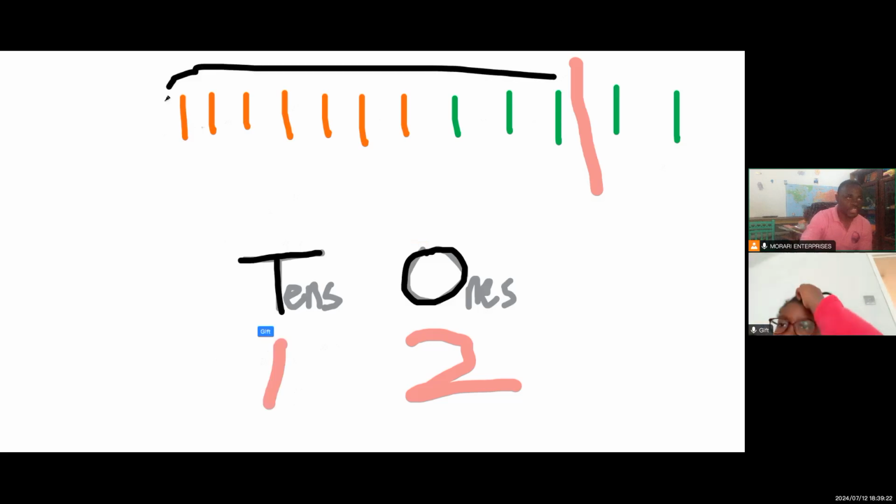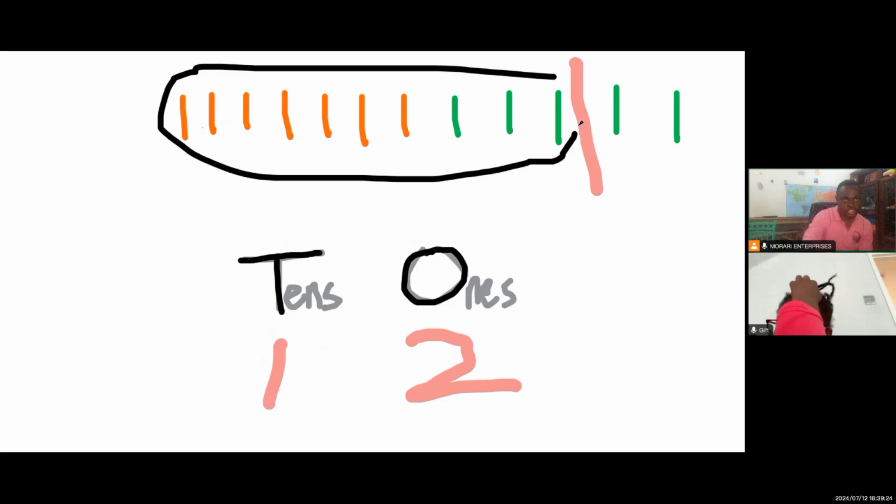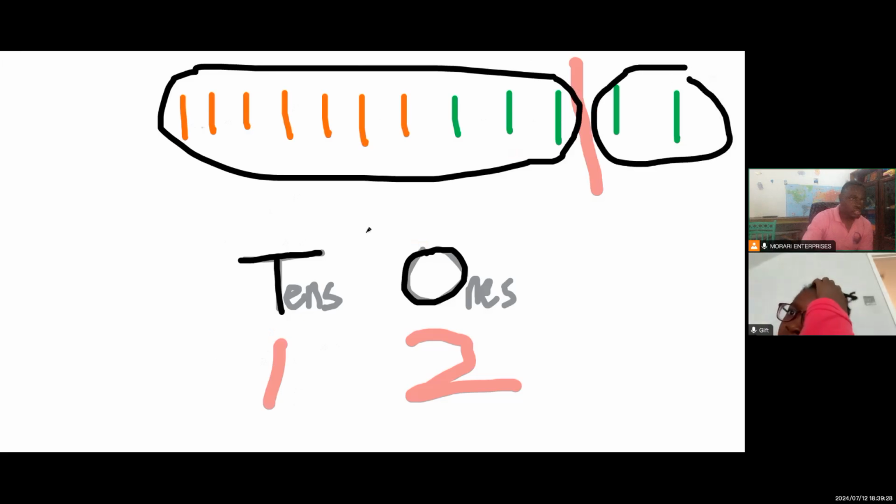So all this like this is 1 ten. This group is 1 ten. And this group is 2 ones. So 1 ten and 2 ones, that is 12. So you see what 12 means. 12 means 1 ten and 2 ones. You understand now?